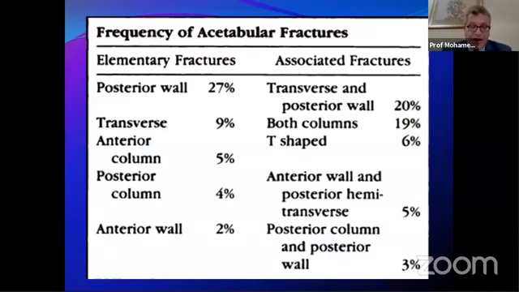Frequency of acetabular fractures. For the elementary fractures, the posterior wall is the most common, representing 27%, the transverse about 9%, the anterior column 5%, the posterior column 4%, and the anterior wall 2%. Associated fractures: transverse and posterior wall 20%, both column 90%, T-shaped 6%, anterior wall and posterior hemitransverse 5%, and posterior column and posterior wall 3%. So from what we see, the most common fractures are the posterior wall, the transverse and posterior wall, and both column fractures. These are the most encountered types of fractures.